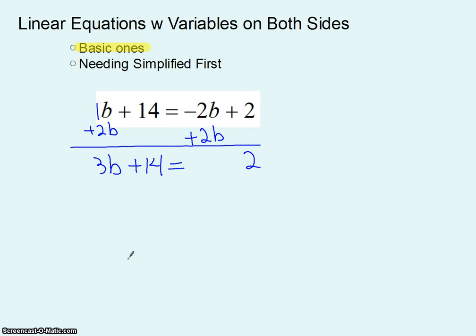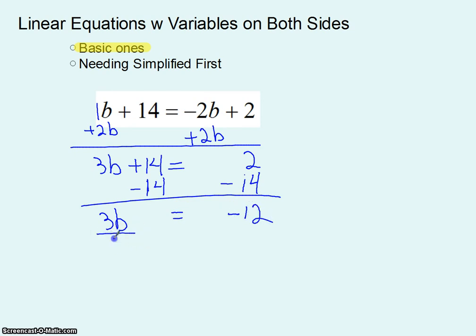Okay. I'm not really close to being done. Well, I'm closer to being done, but I still have a 14 here. To get rid of a positive 14, so I have all the b's on one side and the non-b's on the other, I'll just subtract 14 from each side. Okay. Now on the left side, I still have a 3b. On the right side, I've got a negative 12. Okay. Now, to get b by itself, divide by 3 on both sides. So b equals negative 4. And if I check that, it'll still work.